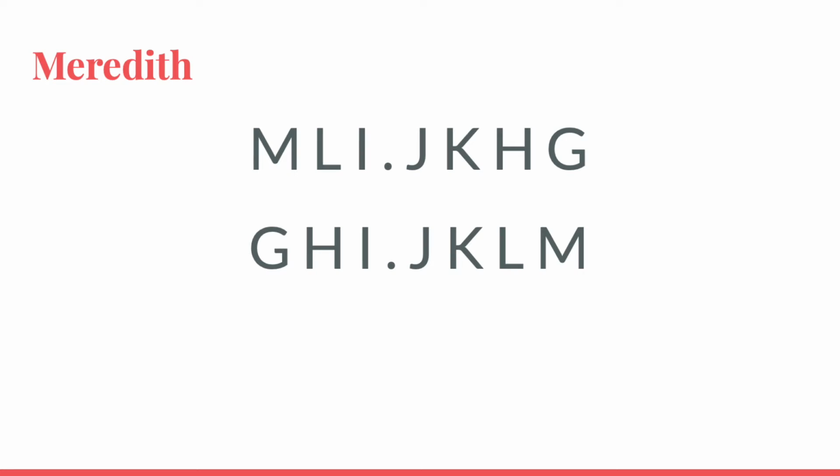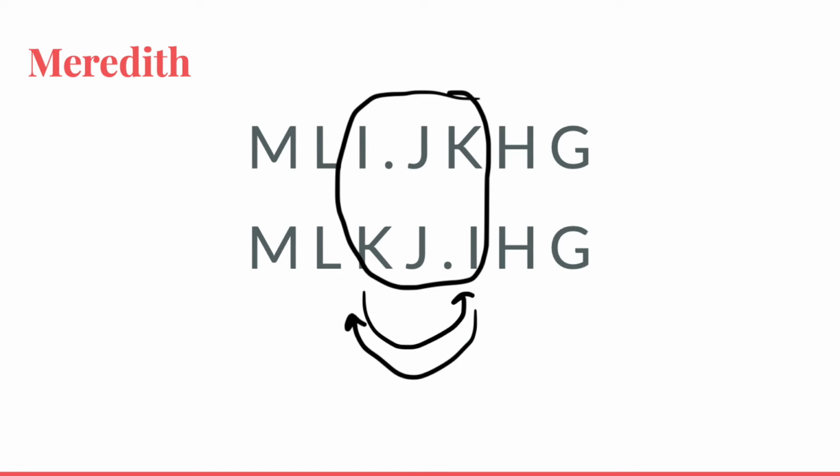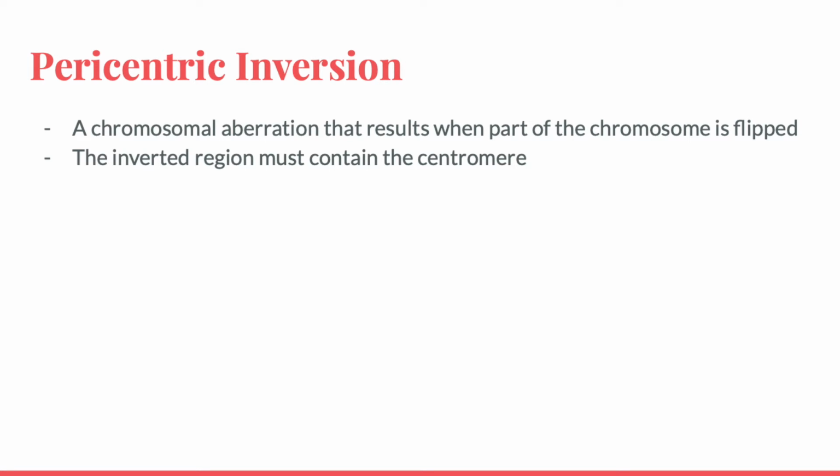For Meredith, we can place the chromosomes on top of each other to get a better look at the sequence. It helps if you flip the bottom one around to see if there are any aberrations among the chromosomes. In this case, we can see that we are faced with paracentric inversion. Paracentric inversion results when part of the chromosome is flipped end to end, in this case the KJI portion.